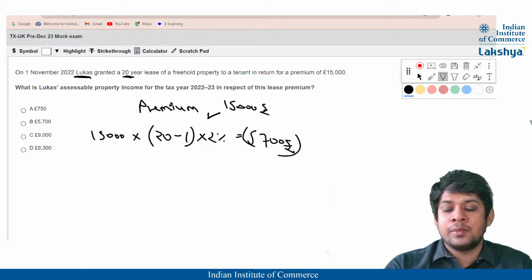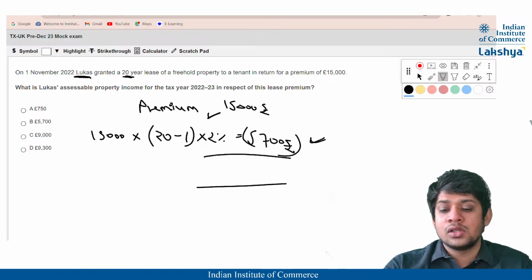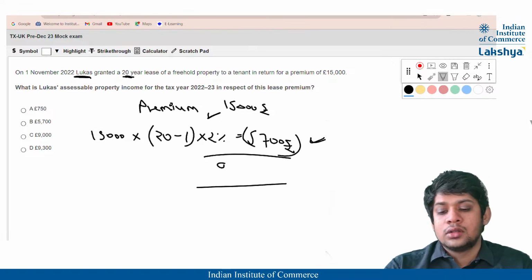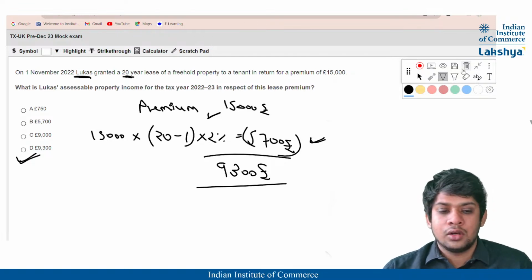So 15,000 is my total income, but from this the allowable deduction is 5,700 pounds. So the remainder will be 9,300 pounds. This is the amount which will be taxable. Obviously, it will be option D here.